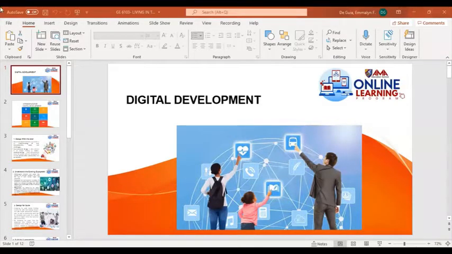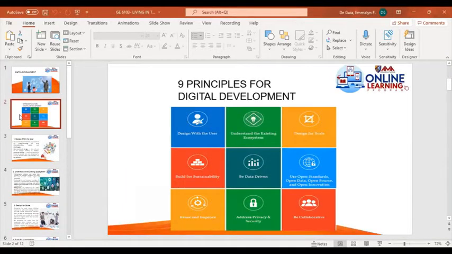Our lesson for today is about the principles of digital development. So, what are those principles for digital development? These are design with the user, understand the existing ecosystem, design for scale, build for sustainability, be data-driven, use open standards, open data, open source, and open innovation, reuse and improve, address privacy and security, and also be collaborative. So these are the principles for digital development.